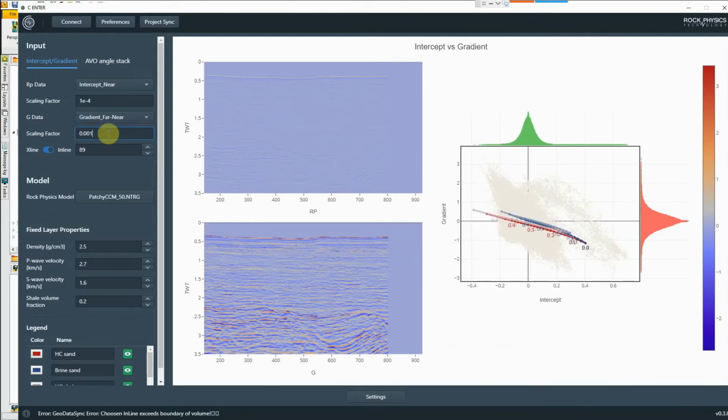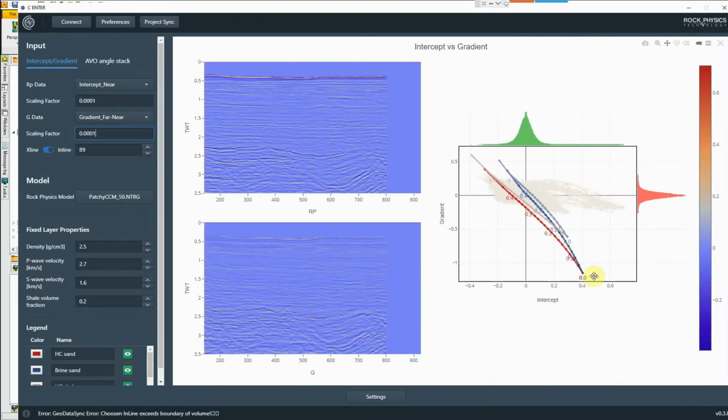So we need one more zero in there. We can see that for the intercept, we have gotten more into the ranges that we would expect to find in our absolute AVO dataset. And now the gradient as well is getting closer. It's not super, but it's a starting point.